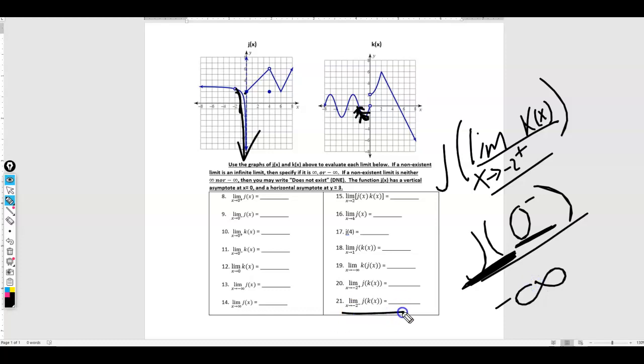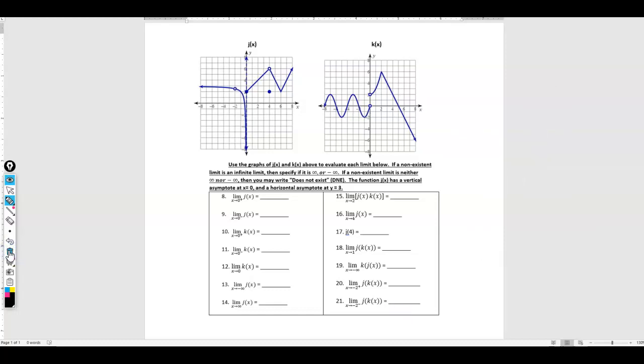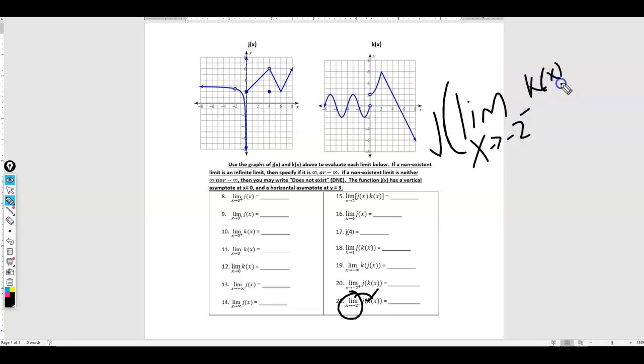I'm going to ask you the same question, but this time instead of approaching negative 2 from the right, I'm going to approach it from the left. Watch what happens. So once again, you're going to take your limit, you're going to slide it to the inside, so that's going to look like this. The limit as x approaches negative 2 from the left of k of x. Now, I'm approaching negative 2 from the left. That means I'm coming this way, right?